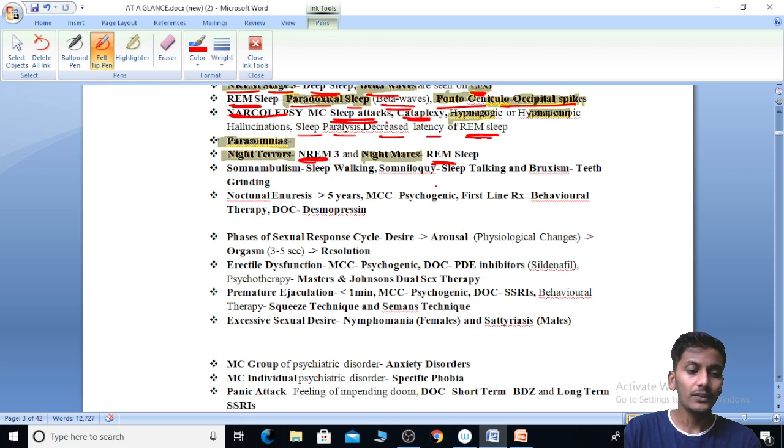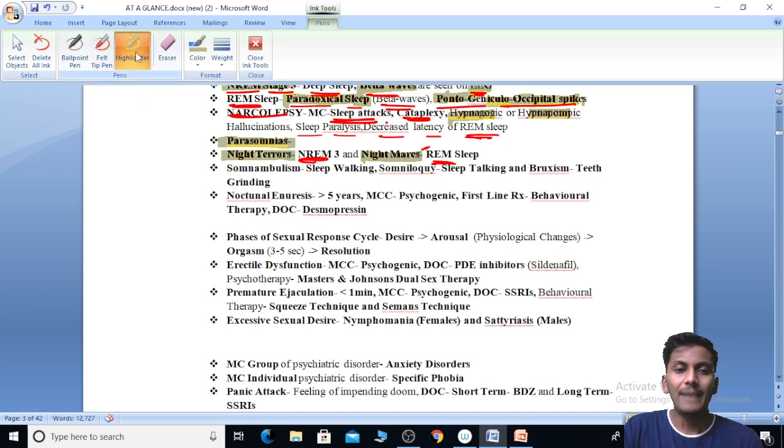Usually, in cases of nightmares the child suddenly gets up from sleep and starts crying, and he can recall the dream. That is what a nightmare is, which is usually seen in cases of REM sleep. Whereas night terrors cannot be recalled. Remember, this is the basic difference.